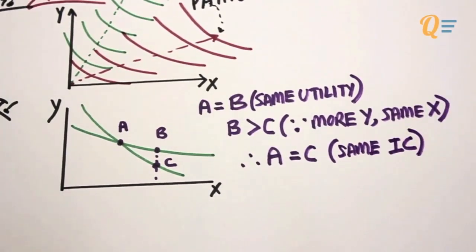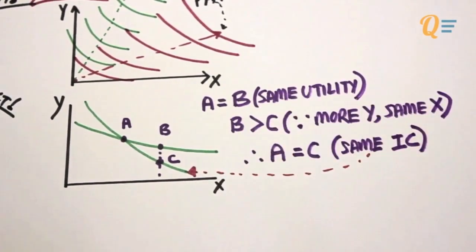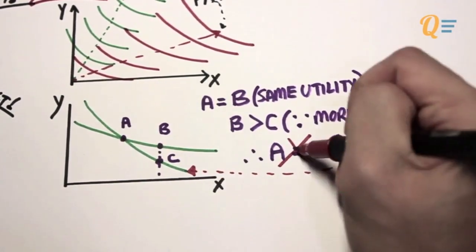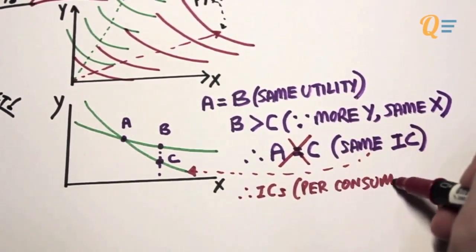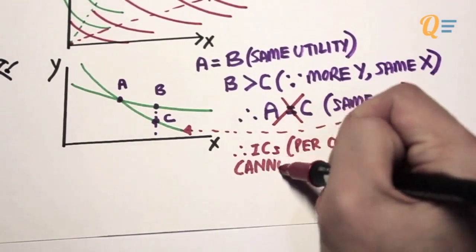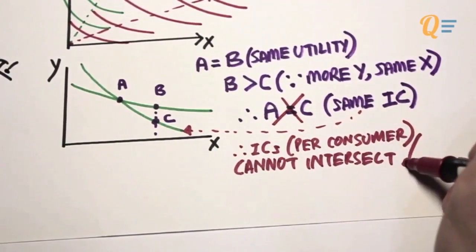However, this is not the case because if A is equal to B and B is more than C, A cannot be better than C. And this is the exact reason why indifference curves for consumers of the same type cannot intersect. It will simply make no sense at all.